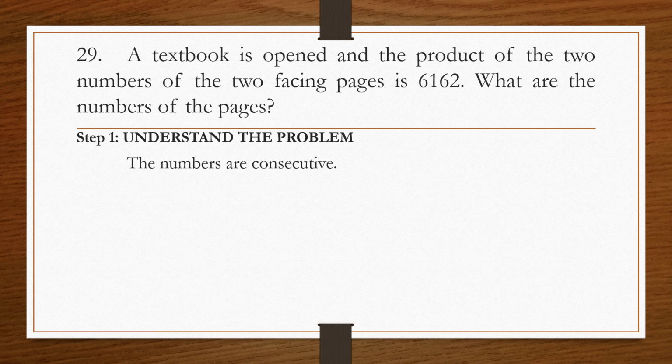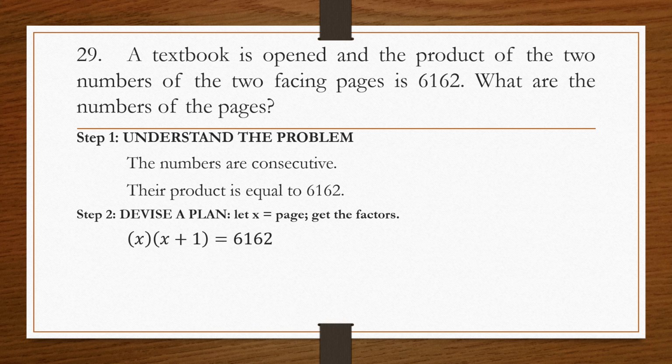So, as we have read, the textbook was opened and the two numbers or pages are obviously consecutive. Also, it states that their product is 6162. Next, let us devise a plan.